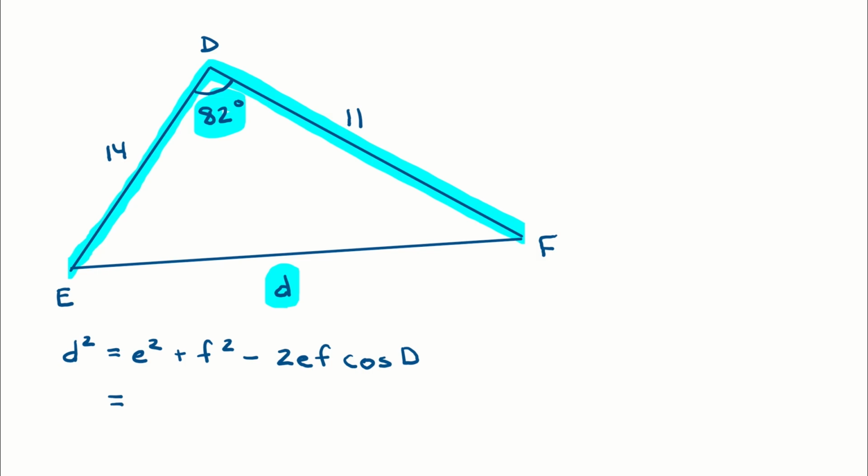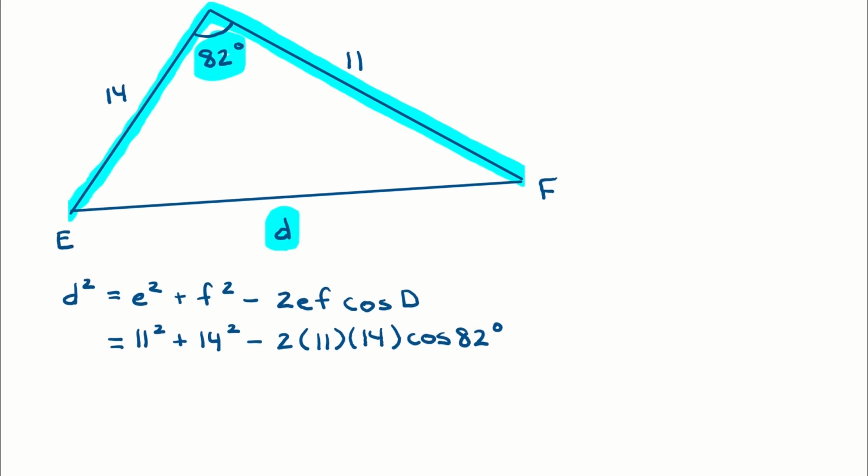When we plug in our numbers, we have d squared equaling 11 squared plus 14 squared minus 2 times 11 times 14 cos of 82 degrees. Now this formula, I sometimes like doing it in pieces, so I'm going to figure out what 11 squared plus 14 squared is, which is going to be 317. And then I'm subtracting 2 times 11 times 14, which is 308 cos of 82.